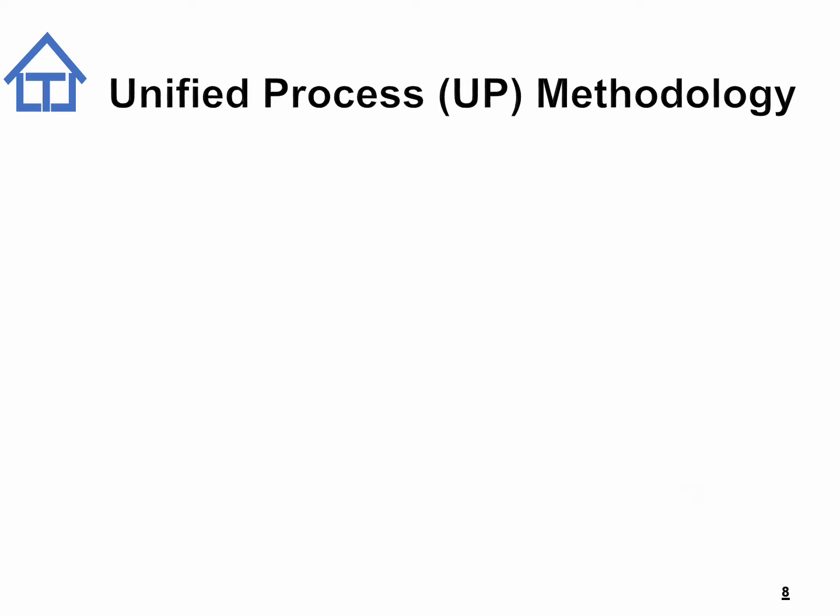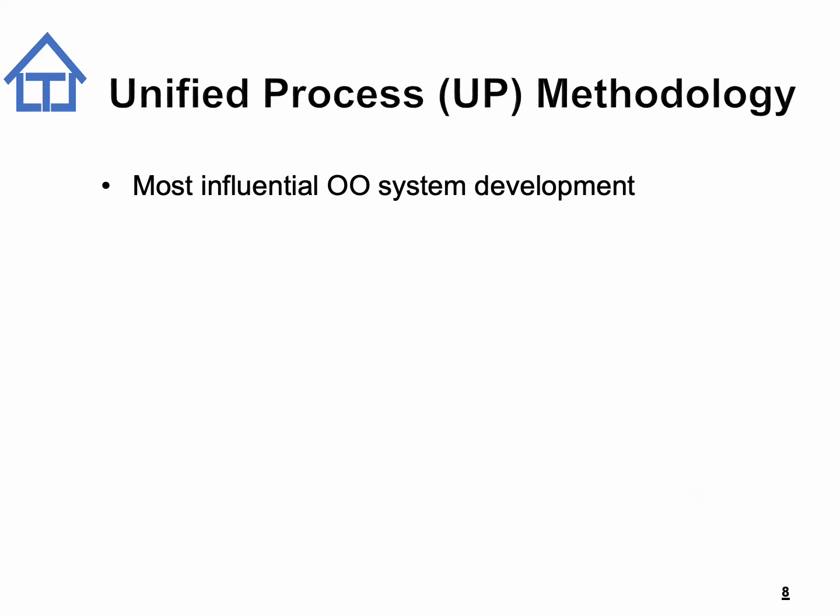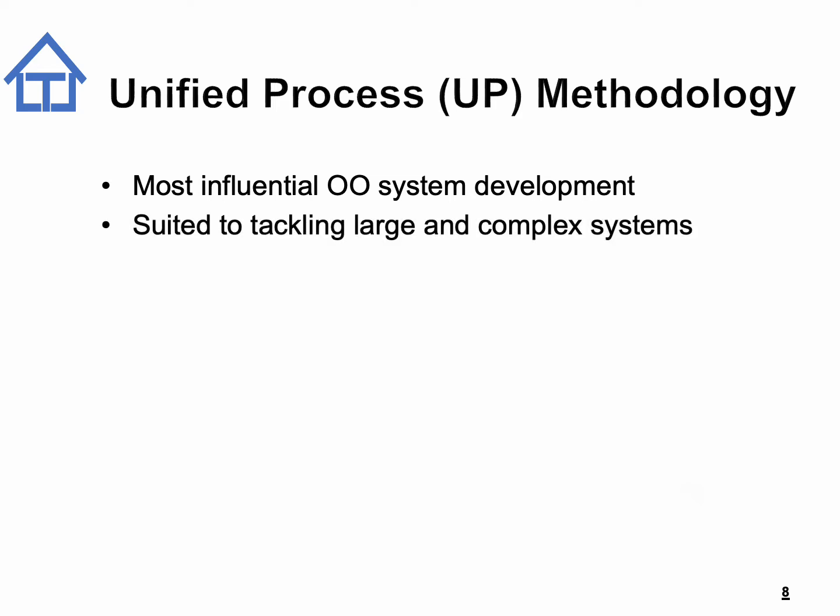As mentioned on the previous slide on software engineering activity categories, one of them is technical methods. One of these technical methods that we will be looking at is the Unified Process or UP methodology. This methodology is the most influential object-oriented system development methodology. This methodology is well suited to tackling large and complex systems.